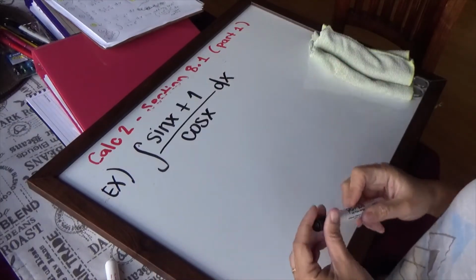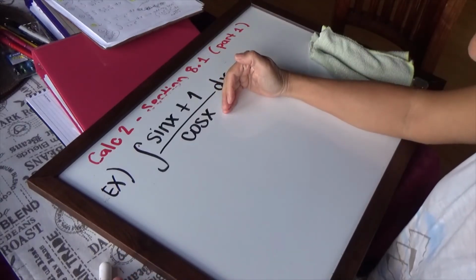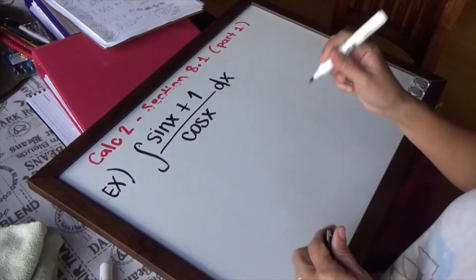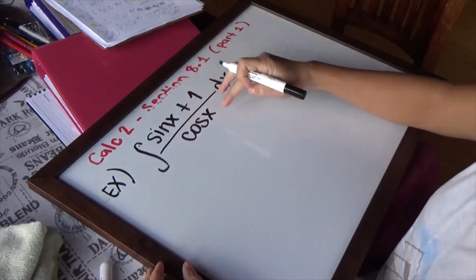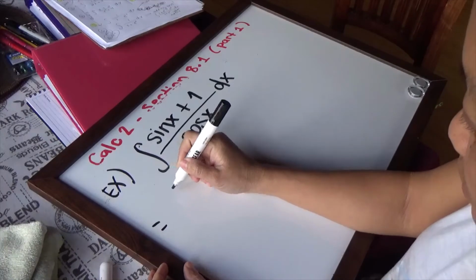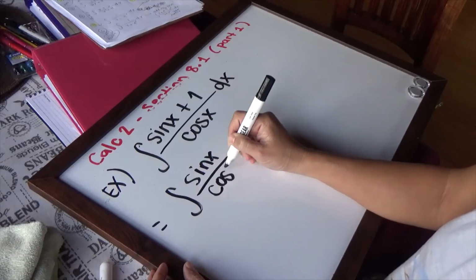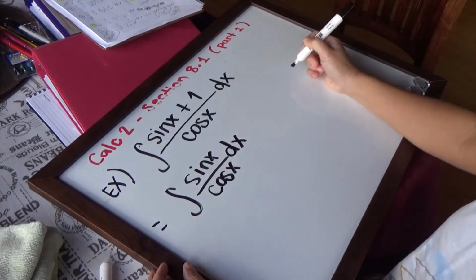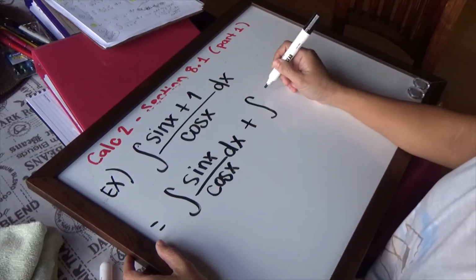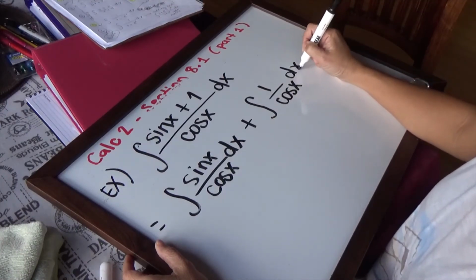dx. Well, do you see how it looks kind of like a polynomial divided by a monomial, like on the first example, right? So in this case, we can go ahead and take each individual term here and divide it by cosine of x. So that would equal to the integral of sine x over cosine x. And I'm going to write them separately this time because it's easier to think. But plus the integral of 1 over cosine x dx.